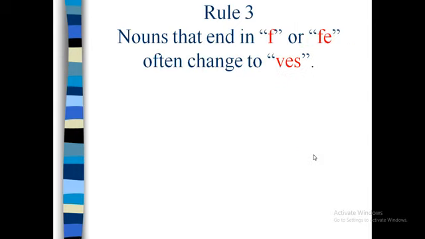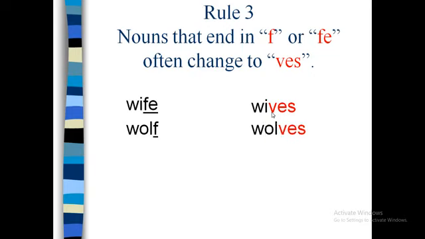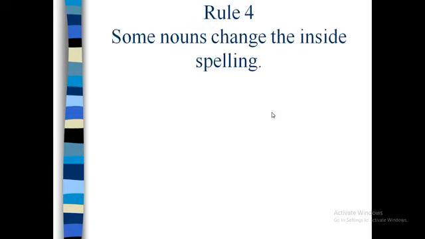Rule number 3. Nouns that end in بعض النouns تنتهي بـ f or fe. What shall I do? We often, not always, ليس دائما لأن هناك بعض الاستثناءات. We often change f to ves, like wife. We drop the f or change it to ves. Now, wolf, wolves.